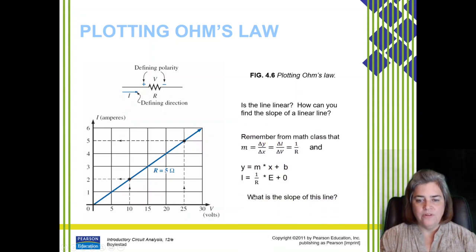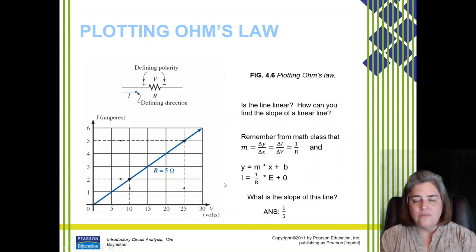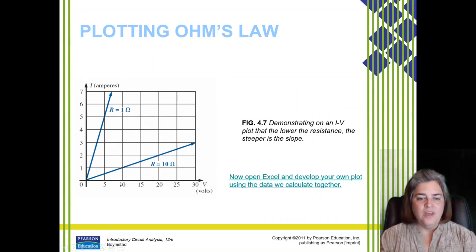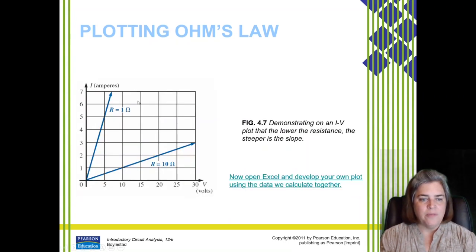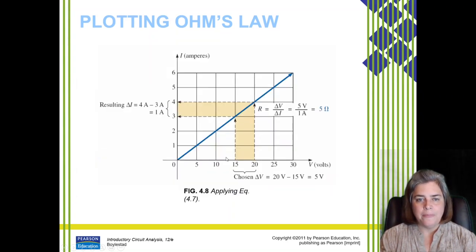Okay, we will discuss slope at another time, but the slope is actually 1 over the resistance, if you want to remember that. Now for a 1 ohm resistor, that's going to be a much steeper slope because remember the slope is 1 over 1. And for a larger resistor, we're going to see a much more narrow slope. So 1 over 10 would be the slope for that, so a much smaller slope.